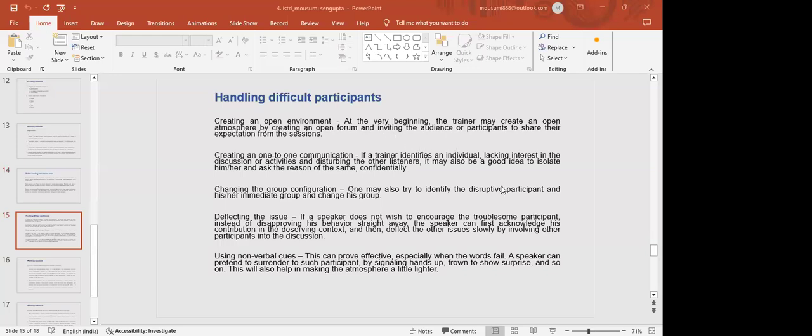Handling difficult participants. Guys, this is what I want to know from you. In your experience, how have you handled those difficult participants in the audience? The pointers I have already given in the slide, but if we can have some volunteers in our participant list today, we can just share our experience. That will be a very nice live example of the pointers which I have given here: creating an open environment, creating one-to-one communication, changing the group configuration, deflecting the issue, using the non-verbal cues.